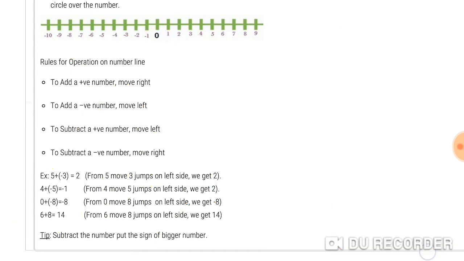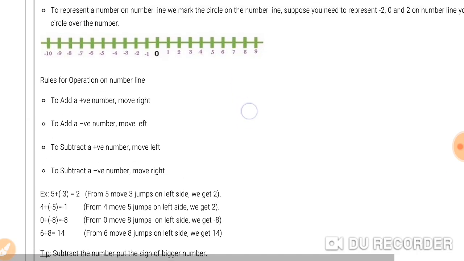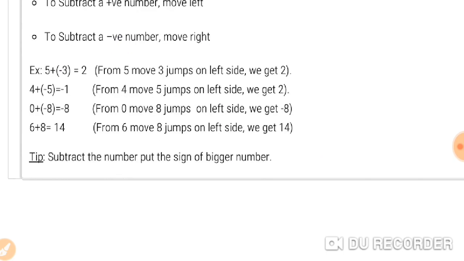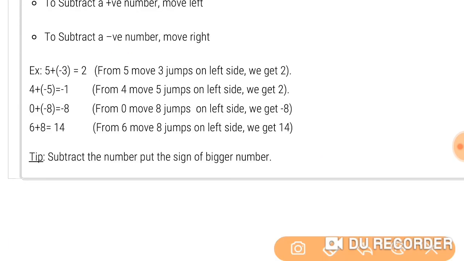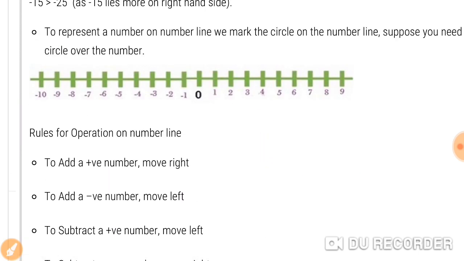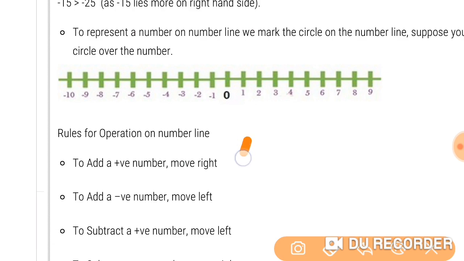Then why is this not the case in subtraction? We can learn the properties of integers. At that time we can come to know why the reverse process happens in addition and subtraction. So take an example here: 5 plus minus 3 is equal to how much? See the number line here.